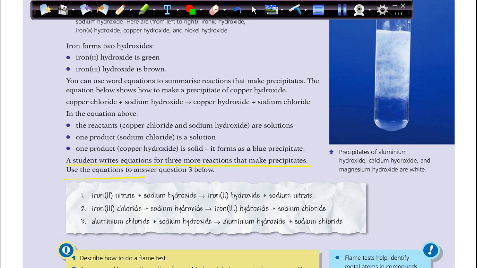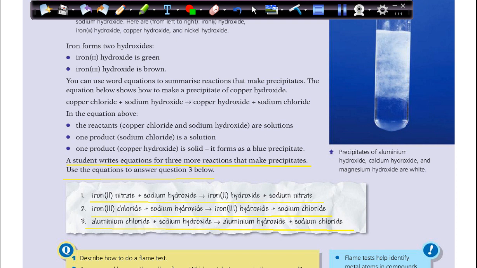A student writes equations for 3 more reactions that make precipitates. Use the equations to answer question 3 below. We have here iron 2 nitrate plus sodium hydroxide to give us iron 2 hydroxide plus sodium nitrate. And we have iron 3 chloride plus sodium hydroxide giving us iron 3 hydroxide plus sodium chloride. The last one is aluminium chloride plus sodium hydroxide gives us aluminium hydroxide plus sodium chloride.